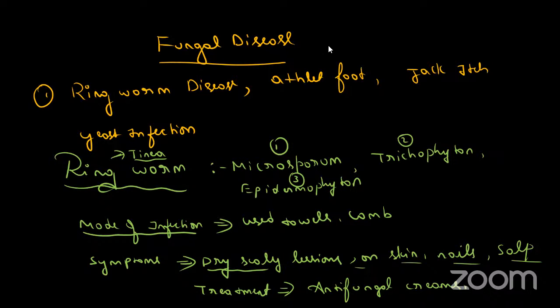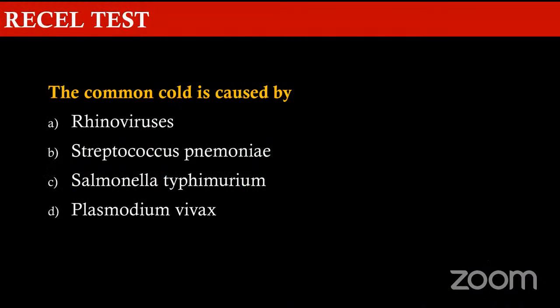Okay, fine. So here is one question for you. Solve this and then you can log out. Tell me, if you understood today's lecture, you can answer this question. It is a very, very easy question. Can you answer me, students? Which is the correct answer? The question is very easy. Common cold is caused by: option A, rhinovirus; option B, Streptococcus pneumoniae; option C, Salmonella typhimurium; and option D, Plasmodium vivax.